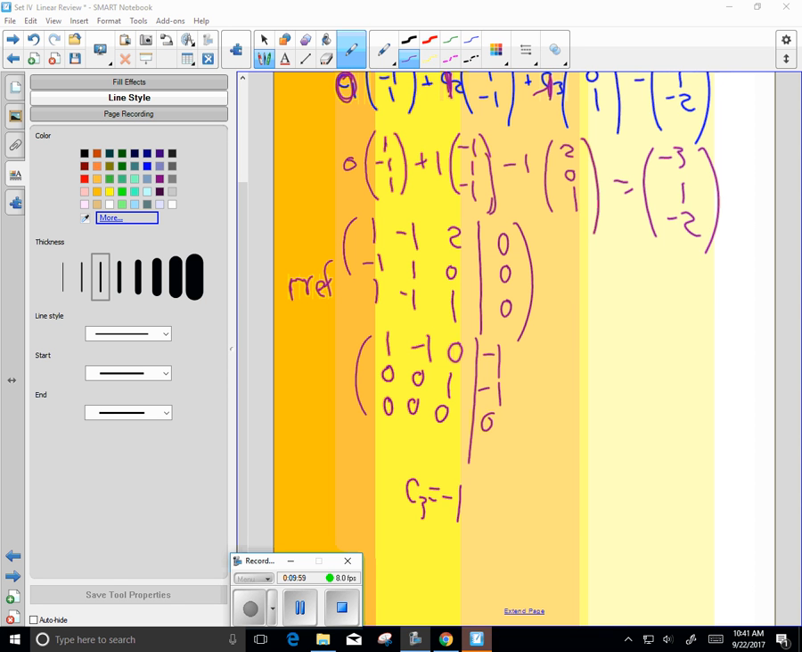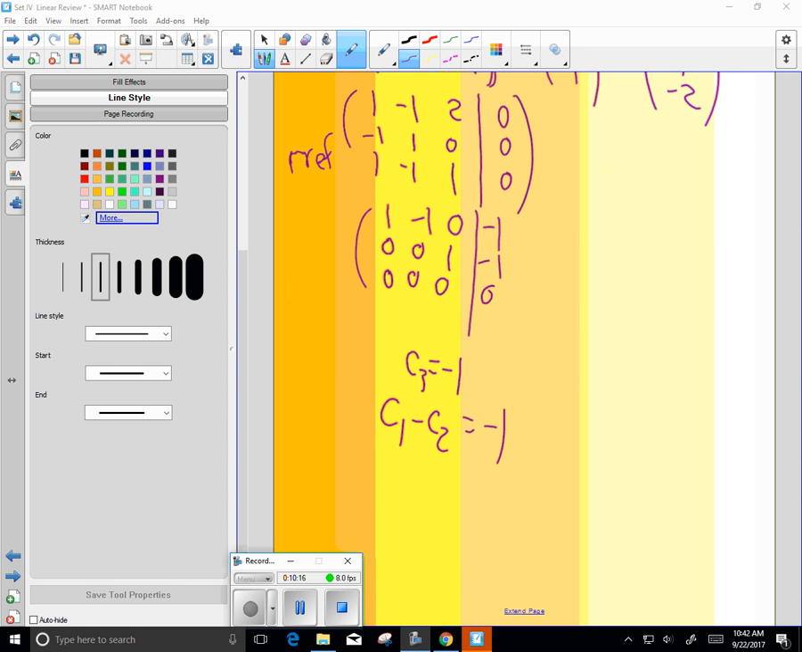And so with this, you should get C3 is equal to negative 1. C1 minus C2 is equal to negative 1. So C1 minus C2, C1 is equal to negative 1 plus C2.